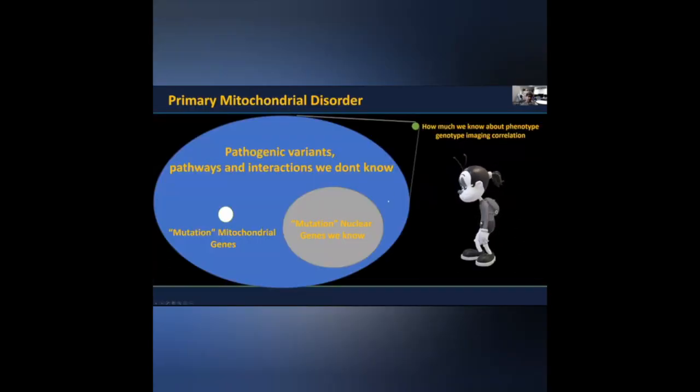Interesting, when you look at what we know nowadays, as I said, the majority of the genes recognized for primary mitochondrial disease are nuclear genes that affect the mitochondrial function. We also know some mitochondrial genes causing primary mitochondrial disorder, but for the majority of pathogenic variants, pathways, and interactions, we still don't know. With that in mind, I'm bringing to you the scenarios that you need to recognize from the imaging point of view, where you should consider primary mitochondrial disorder.